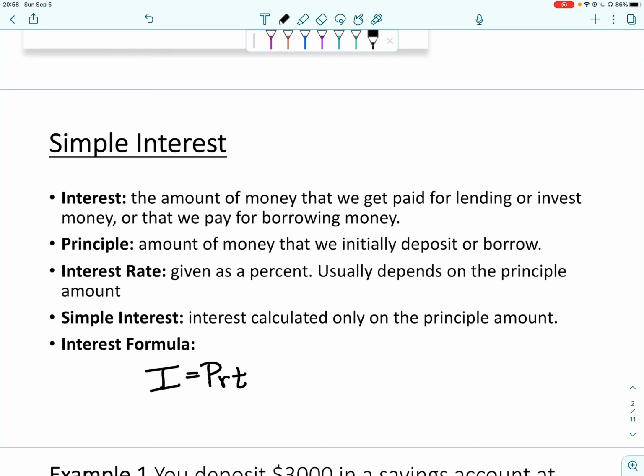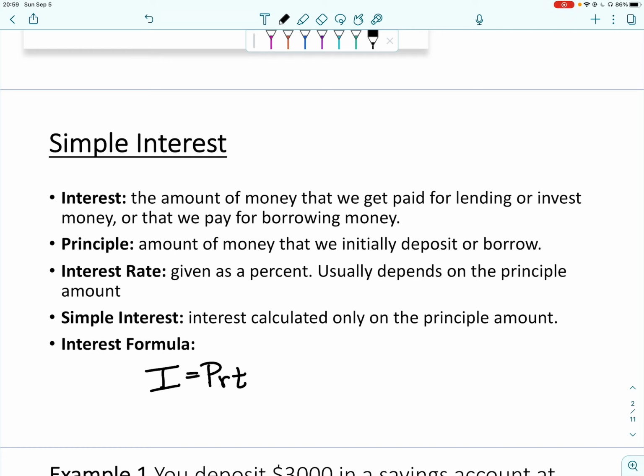Interest is the amount of money that we get paid or that we pay for lending or investing money, or that we pay for borrowing money. So you can think of interest as money that you get paid when you put money into an account. And it's like, hey, thanks for putting this money in this account. We're going to give you a little bit of a bonus. Like, here's some free money for putting your money here.